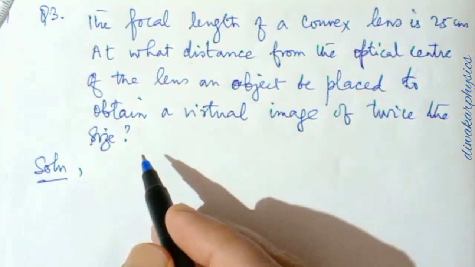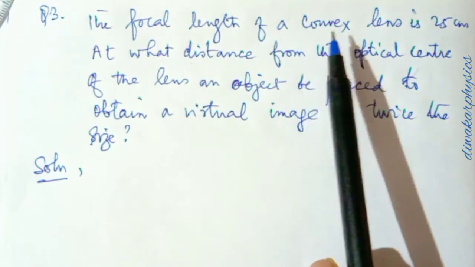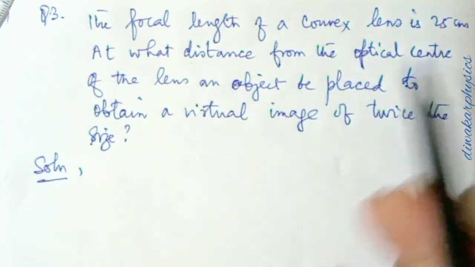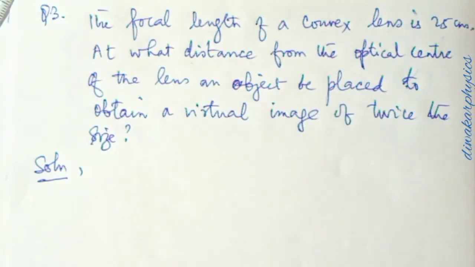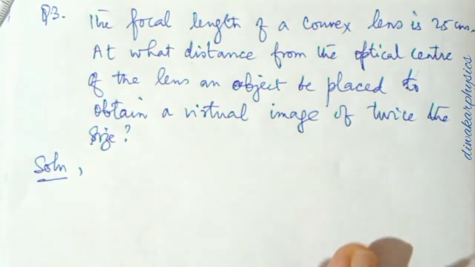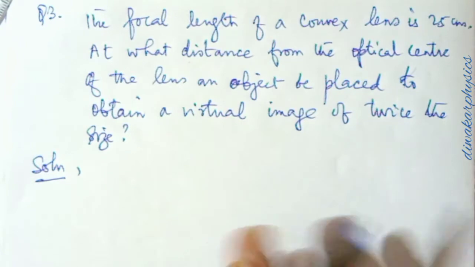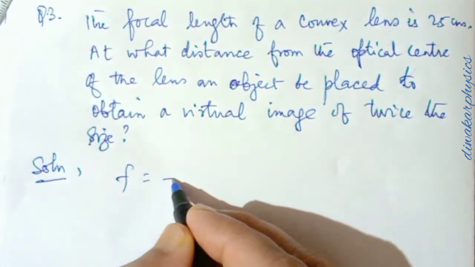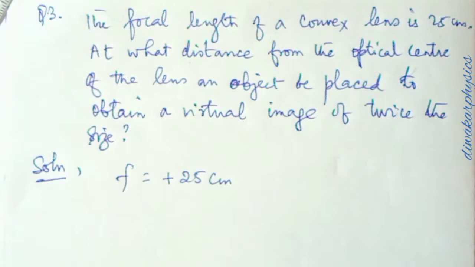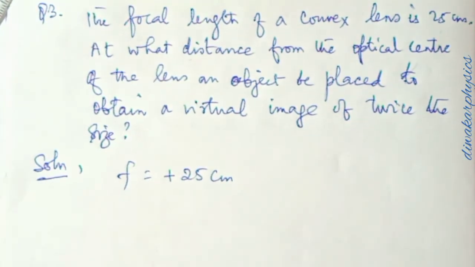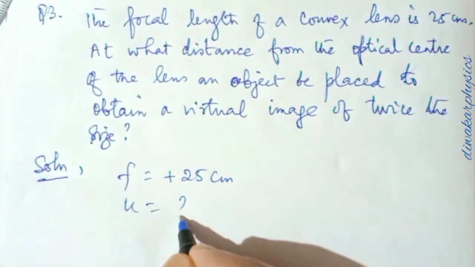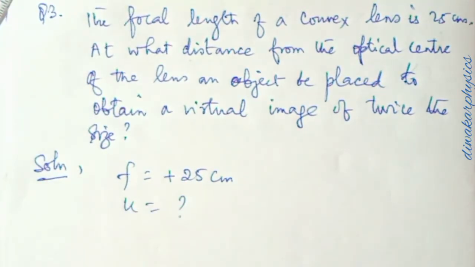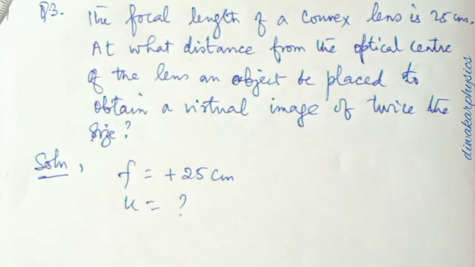Okay, so we'll go to the next question. The focal length of a convex lens is 25 centimeter. At what distance from the optical center of the lens should an object be placed to obtain a virtual image of twice the size? So here focal length is given. So f is equal to plus 25. Focal length of a convex lens is positive. At what distance from the optical center should the object be placed? So you have to find that, so that the virtual image is twice the size.